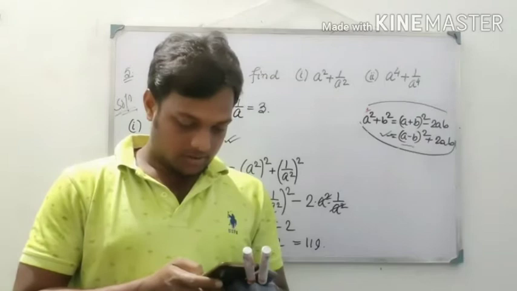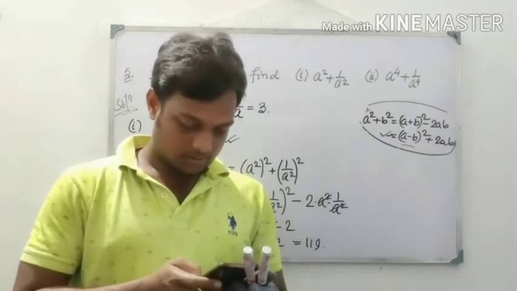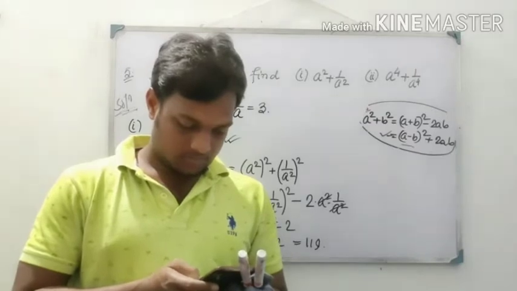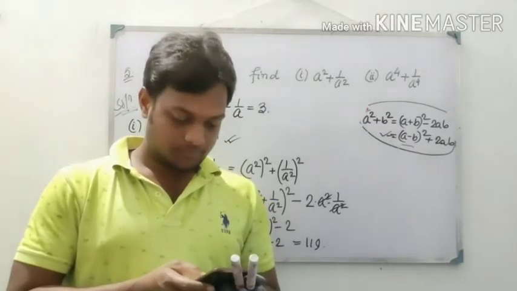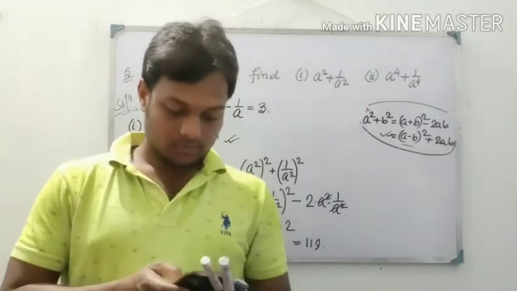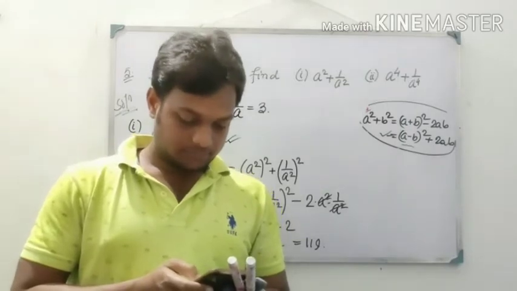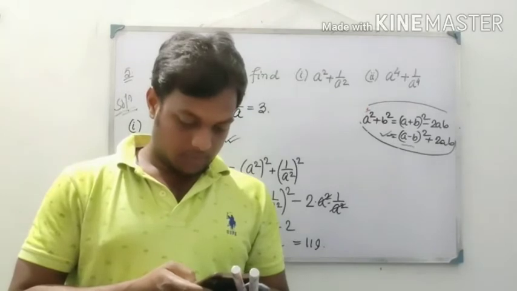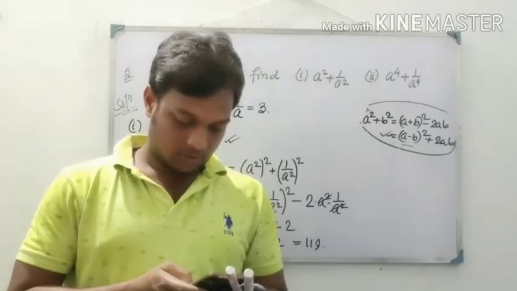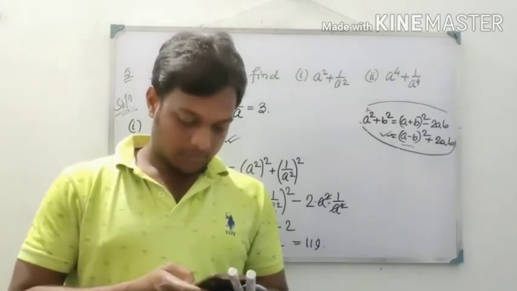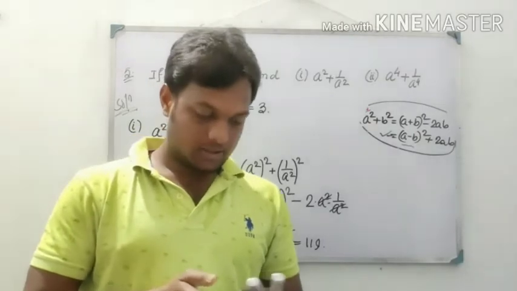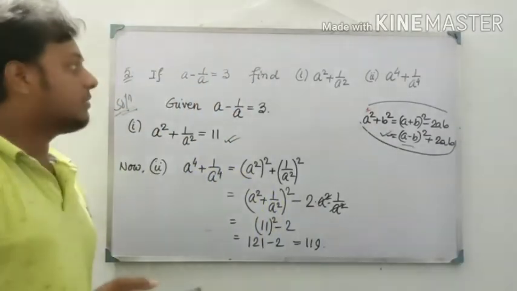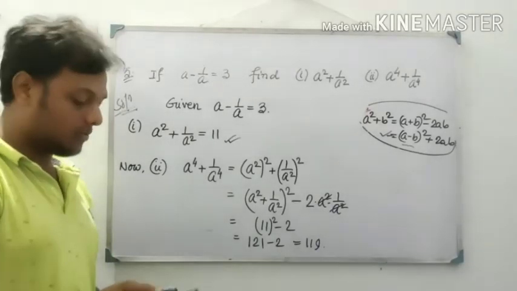Problem number 7, homework. You can solve by yourself. Next, problem number 10. I will solve problem number 10. This is a very interesting problem. Actually, it's just a backward process we have to use to solve problem number 10.